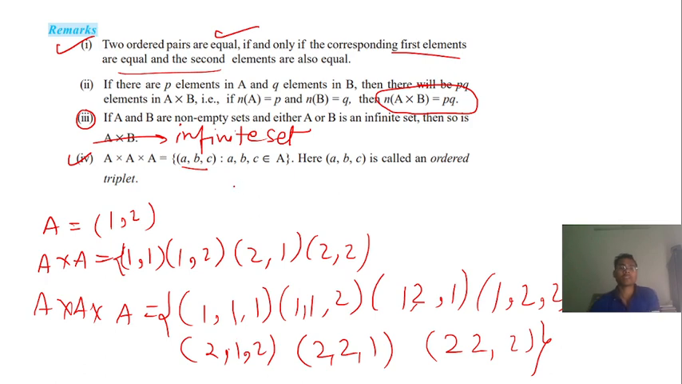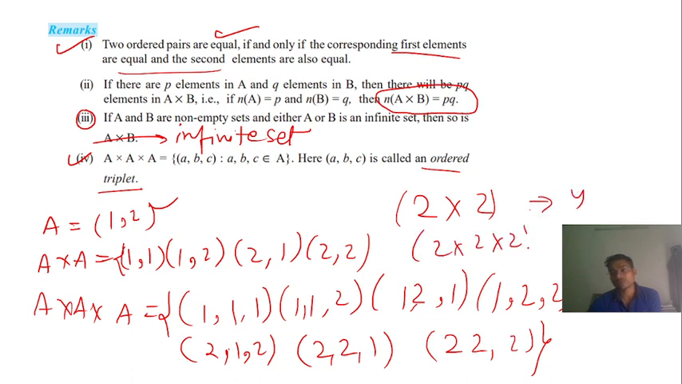So they are saying these are ordered triplets. All the elements here are in such an order that they represent an ordered triplet. In this set we have 2 elements. So in 2 cross 2 we have 4 elements. In 2 cross 2 cross 2 we have 8 elements: 1, 2, 3, 4, 5, 6, 7, 8. So here we have 8 elements. So point number 2 is emphasizing the number of elements in these sets.